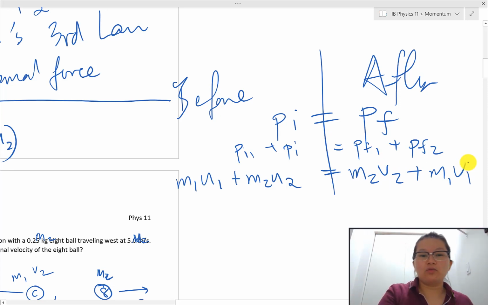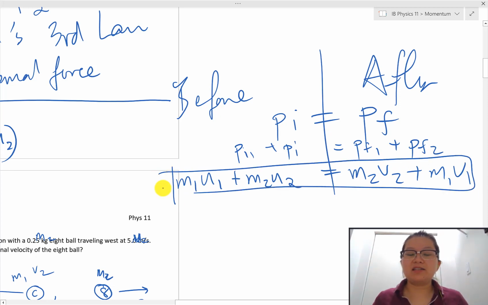So here is what I like to use when I deal with conservation of momentum problems, collisions, etc. I'm going to use that in my next video.